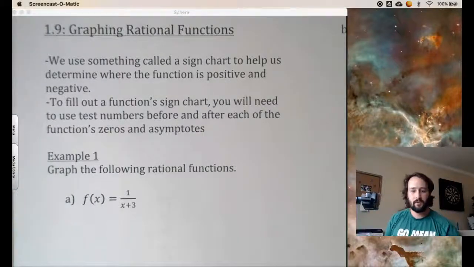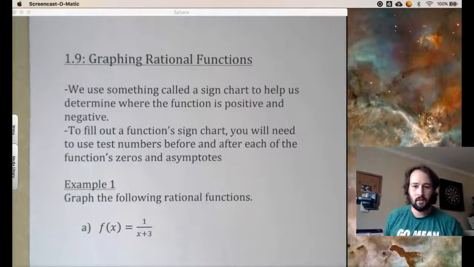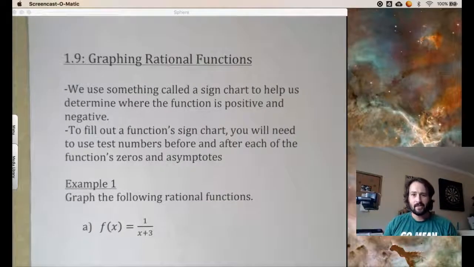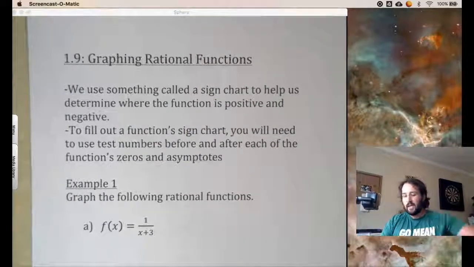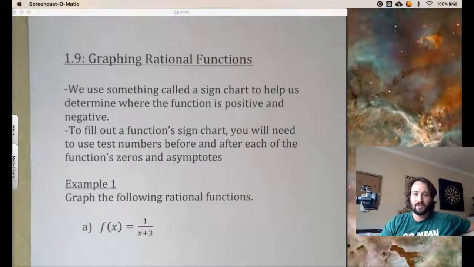All right, last video of Unit 1 of Semester B on Algebra 2. In this one, we're going to be actually graphing the rational functions by hand.